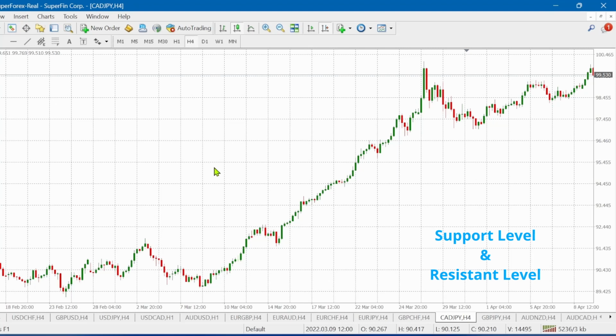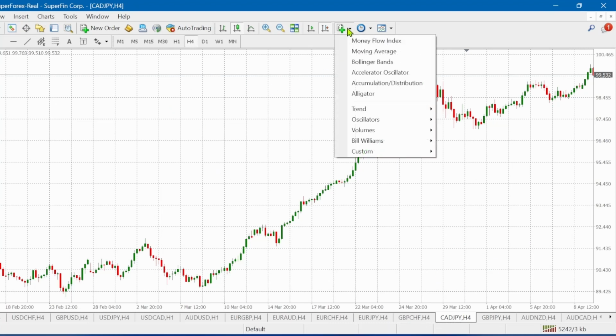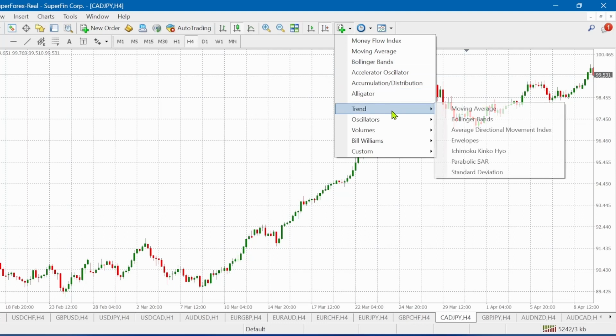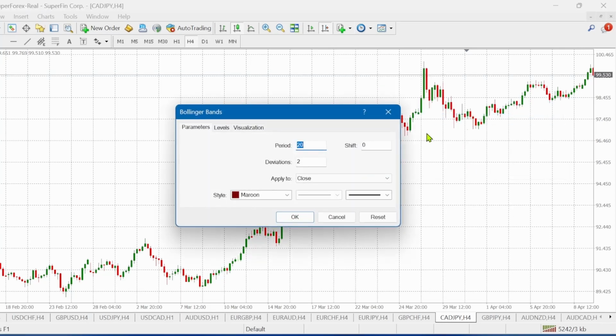Let's add this indicator. Come to indicators list, you'll come to trend and you'll be able to see Bollinger Bands. Now we'll leave everything as it is. The period will be 20 and we'll color it as maroon.